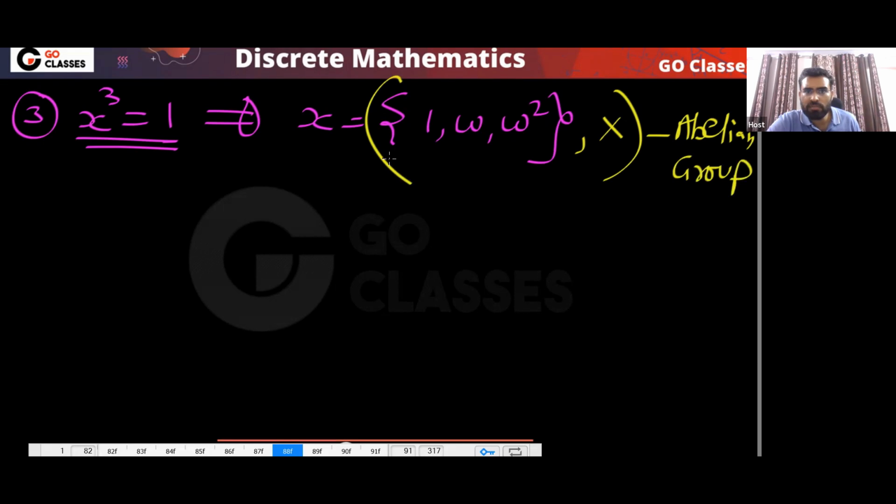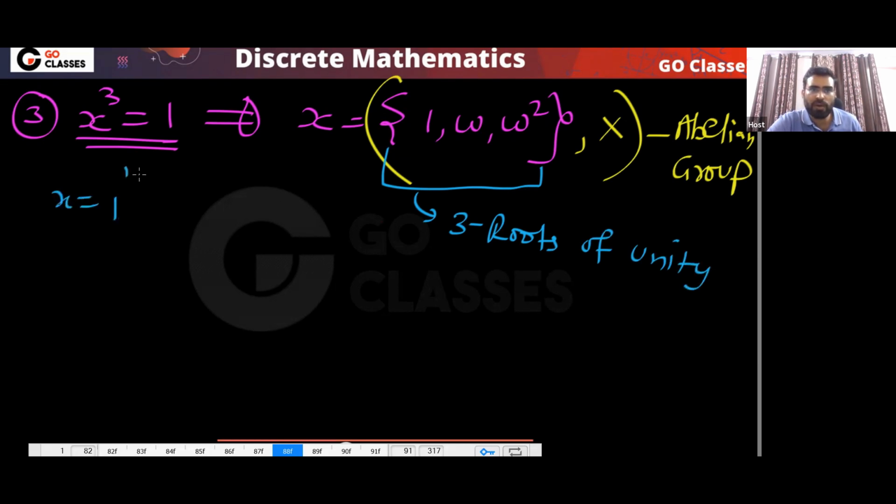What are these three called? These are called three roots of unity, meaning cube roots of unity. Unity means 1, because x is equal to 1 power 1 by 3. That is the reason we call them cube roots of unity. So these are called three roots of unity.